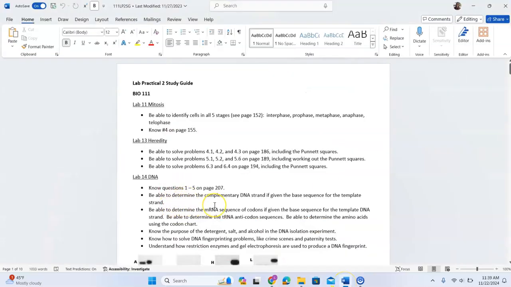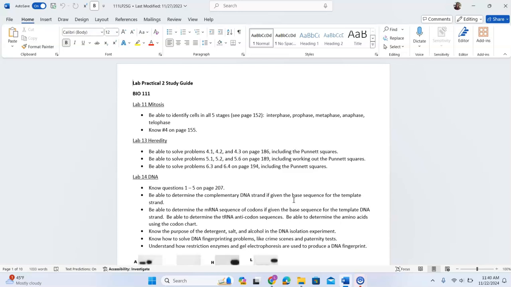Okay, let's see what else. 1 through 5, and then be able to determine the complementary DNA strand if given the base sequence for the template strand. So if I give you a strand, for example, TAC, then it's going to be ATG. Just make sure you know A is complementary to T and C is complementary to G. And then if I give you the DNA, you should also be able to determine the messenger RNA sequence. In that case, you would do it just like when you are telling the complementary DNA strand. But since it's RNA, wherever you would have put a T, you put a U.